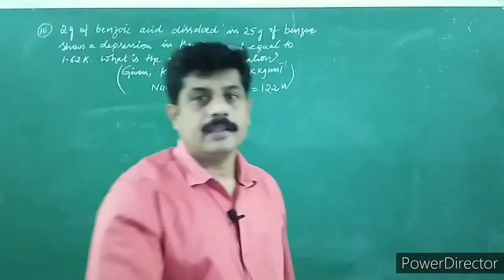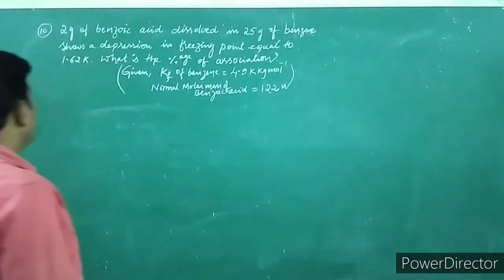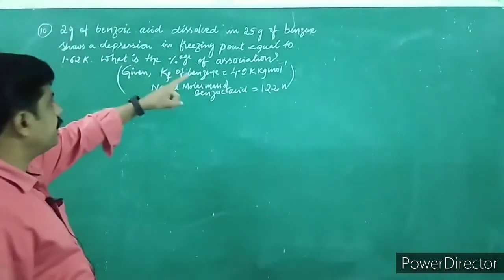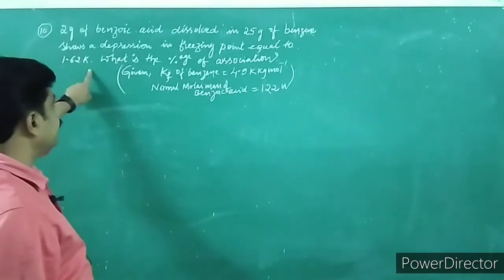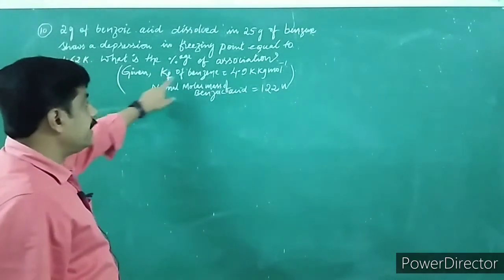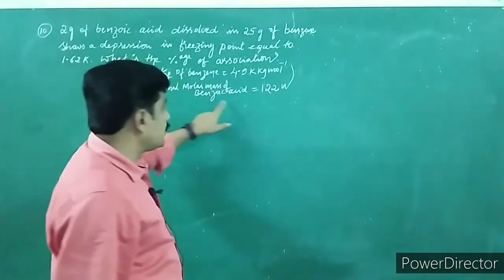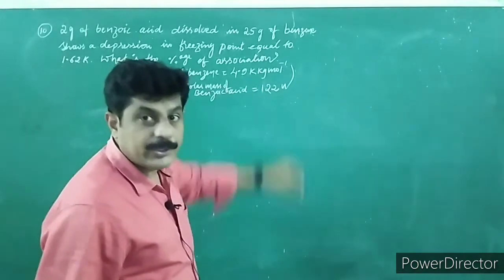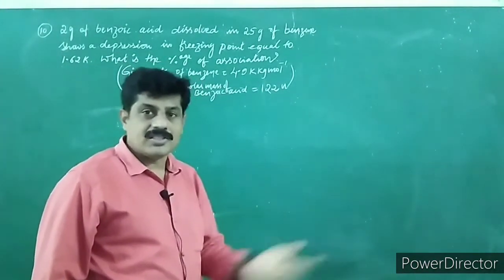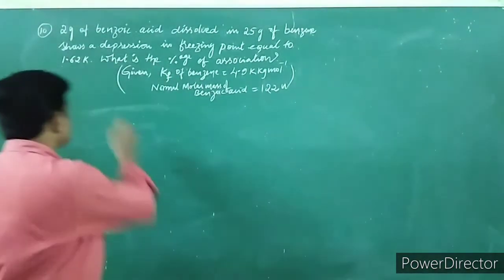Children, let me take up the next numerical under Van't Hoff factor. 2 grams of benzoic acid dissolved in 25 grams of benzene shows a depression in freezing point equal to 1.62 Kelvin. What is the percentage of association, given Kf of benzene is equal to 4.9 Kelvin kg per mole? The normal molar mass of benzoic acid is also given, that is equal to 122 unified mass. Very simple, children. As you did in the last case, you have to solve the numerical. Let me solve the numerical for you.